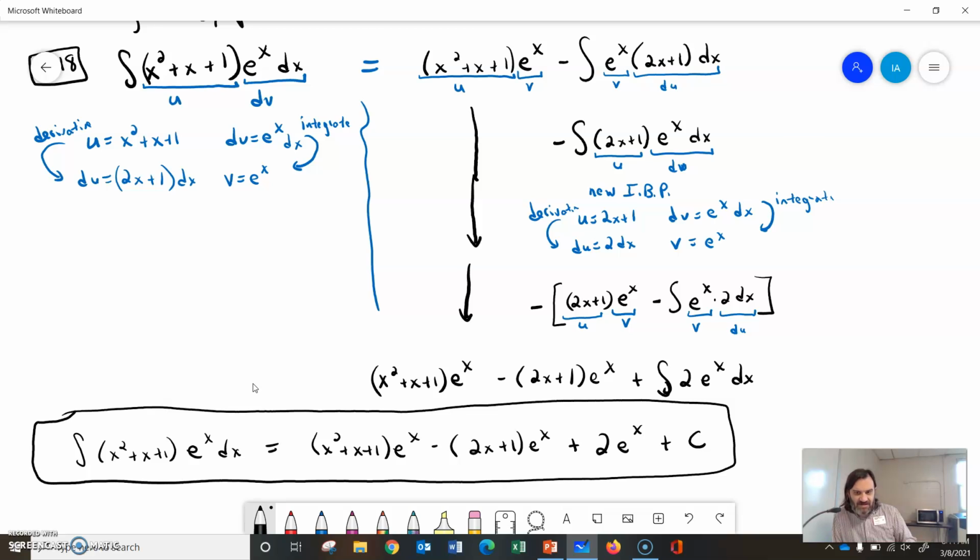So we had to use integration by parts twice there. We developed something we could continue working with, but you do have to realize that you might have to switch your u and your v somewhere in the middle of the integration by parts. Thank you.